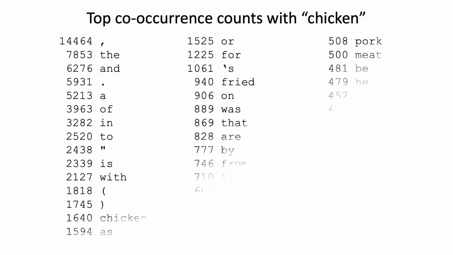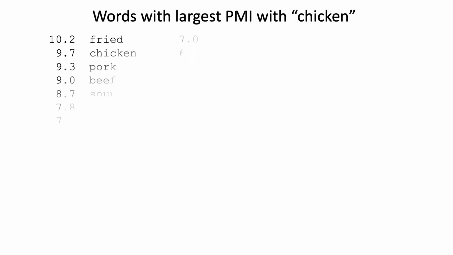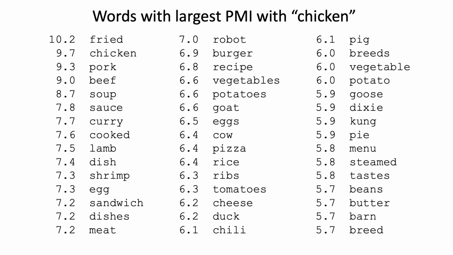To get a sense for what PMIs look like, first we'll look at words with the highest co-occurrence count with the word chicken in Wikipedia. There are some content words here like chicken and fried, but mostly the top words are all function words. Now let's look at the words with the highest PMI with the word chicken. Here the list has no function words, it's entirely content words that have a semantic or a topical relationship to the word.